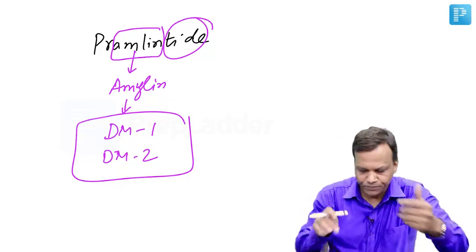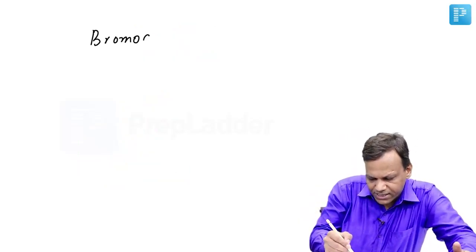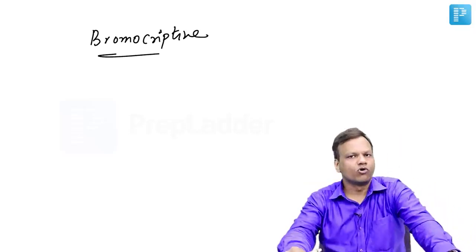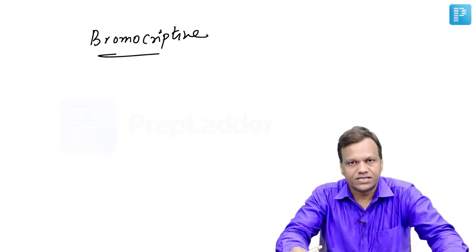2 diabetes. And lastly, there is another drug called bromocriptine. Yes, it is the same drug which we discussed in hyperprolactinemia. It has also been approved in type 2 diabetes mellitus. It decreases insulin resistance.